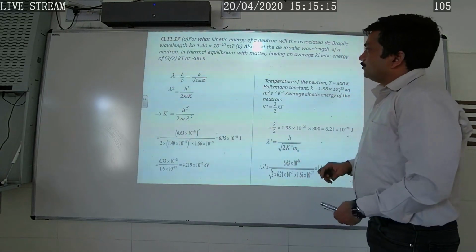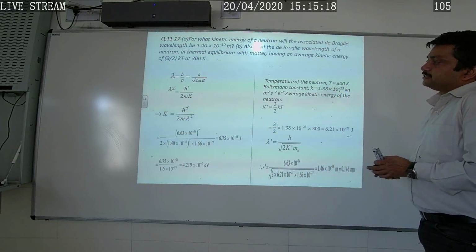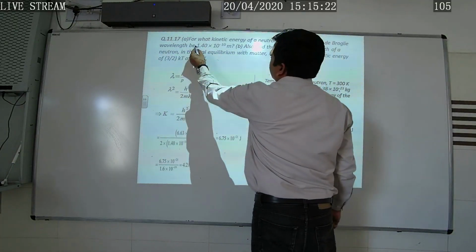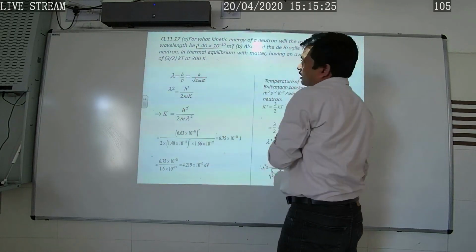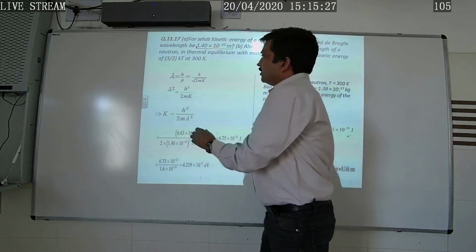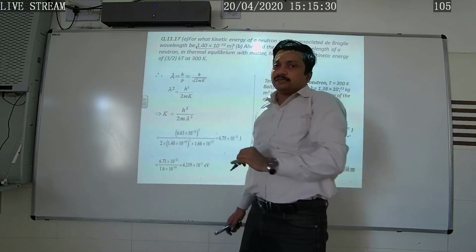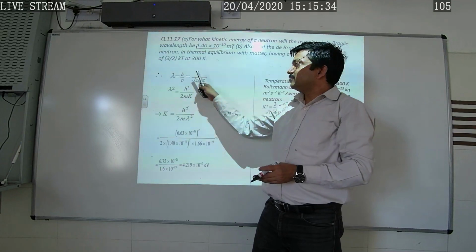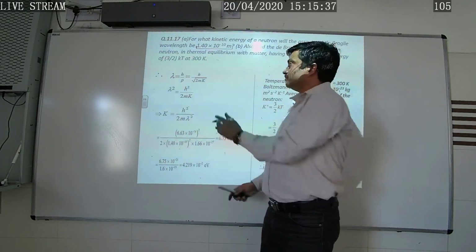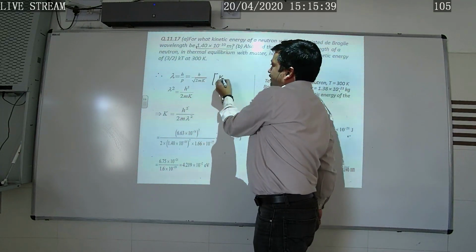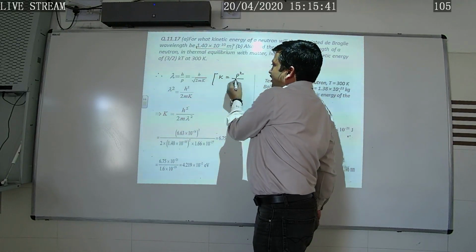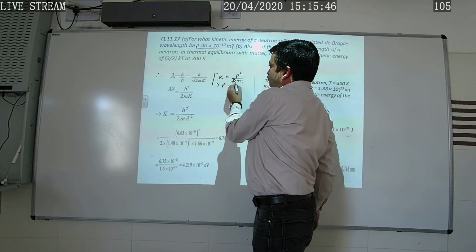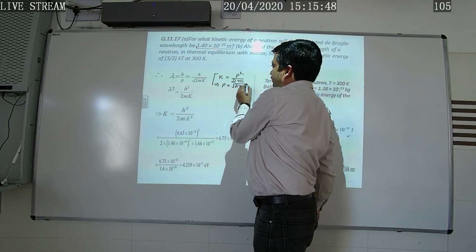Here we want to calculate the kinetic energy associated with the de Broglie wavelength. The de Broglie wavelength is given to us. As we know, the de Broglie wavelength associated with a material particle is given by lambda equals h by p, and p is nothing but the square root of 2mK, because K equals p square by 2m. So from here we get p equals the square root of 2mK.